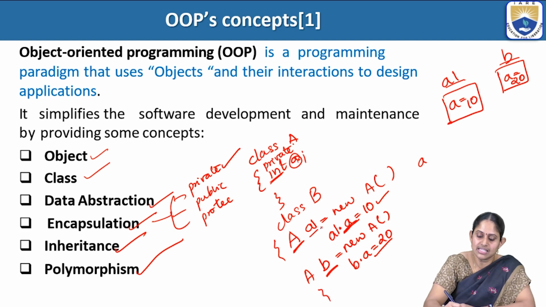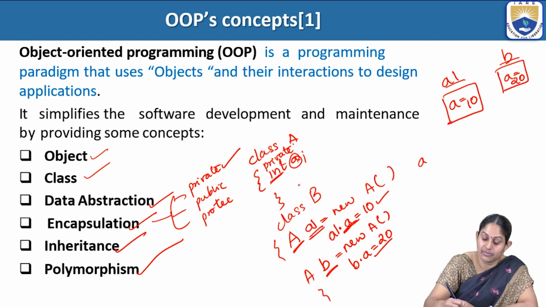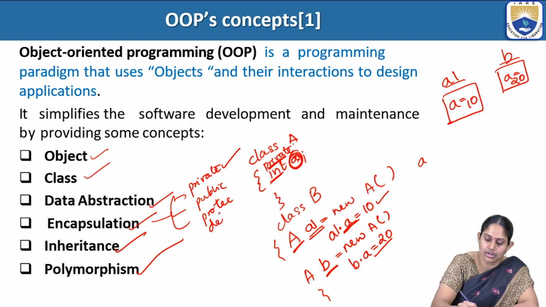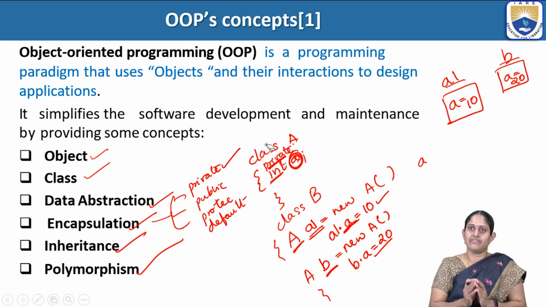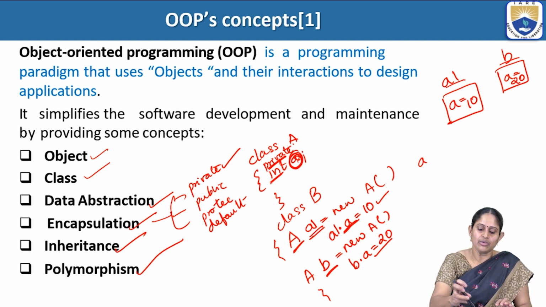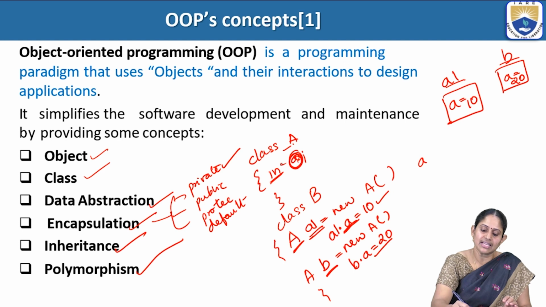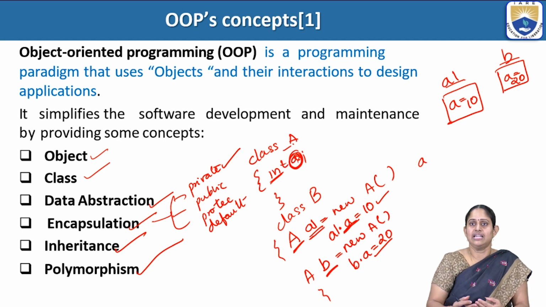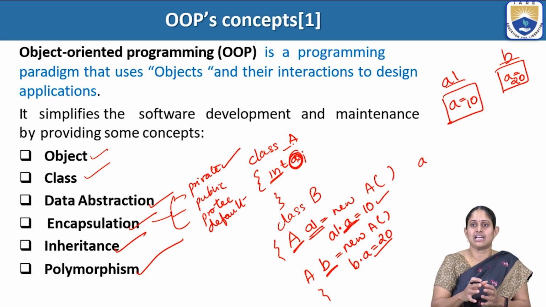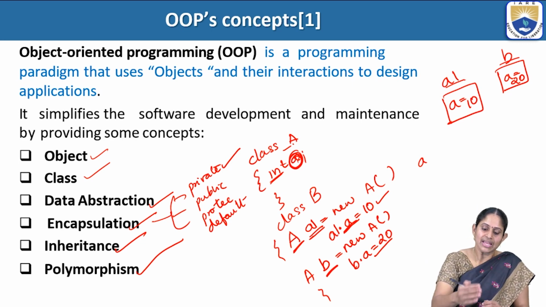So what happens? These objects will not be able to access this variable A since it is private. If we define any variable as private, then those variables cannot be accessed outside the class. Now, if we don't give anything as such, then they are considered as default, and they can be accessed within the package.